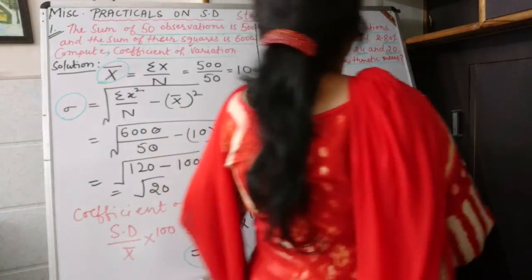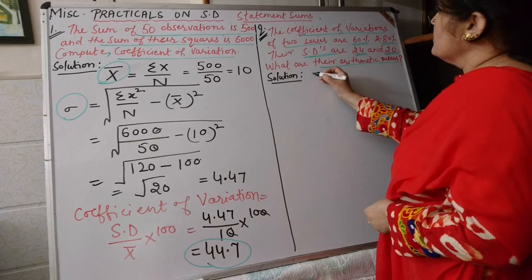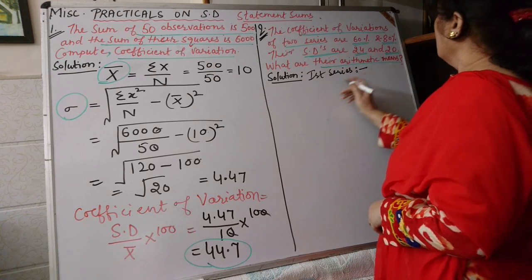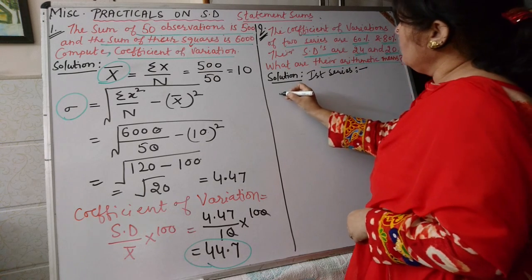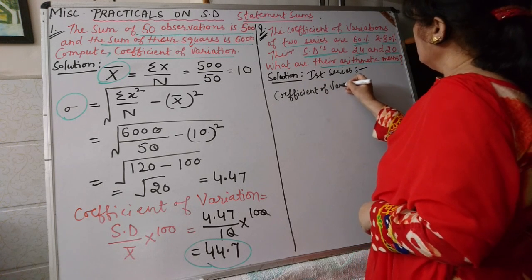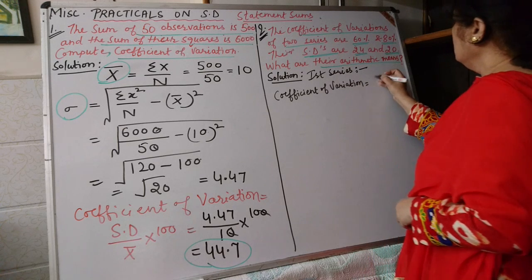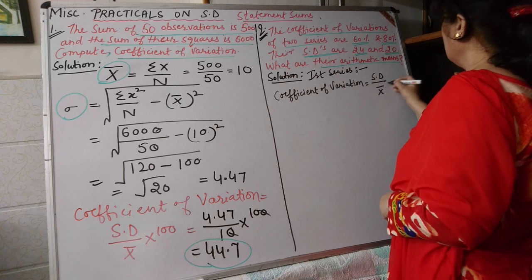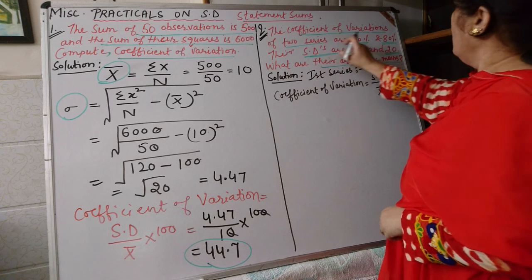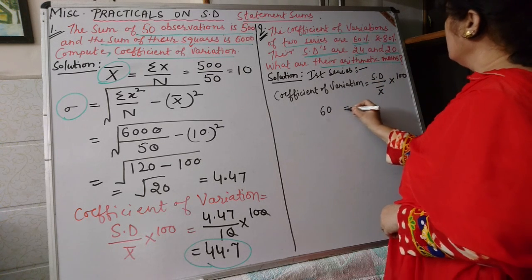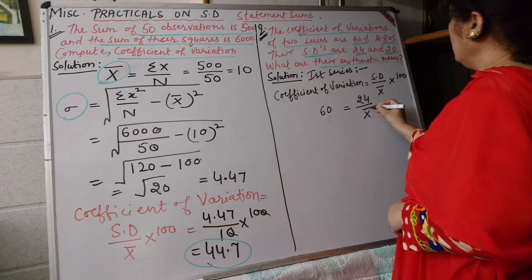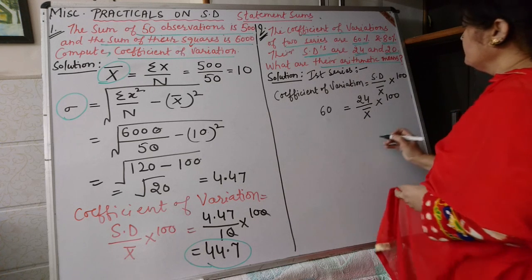And next, the coefficient of variation of two series. First series: let us calculate the arithmetic mean of the first series. First of all, we know that coefficient of variation is equal to standard deviation divided by arithmetic mean multiplied by 100. Here the values are given. The coefficient of variation of the first series is 60, so 60 is equal to the first series standard deviation, 24, divided by x bar, which we have to calculate, multiplied by 100.